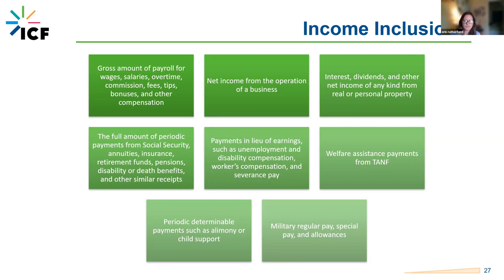Also included is welfare assistance payments from the Temporary Assistance for Needy Families program, otherwise known as TANF, as well as any periodic payments that they get for child support and alimony. And lastly, you must include income from military pay, special pay, and allowances. So this is a broad overview of the income inclusions. And now we can go to the next slide, Kim, where I'll talk about what is excluded.